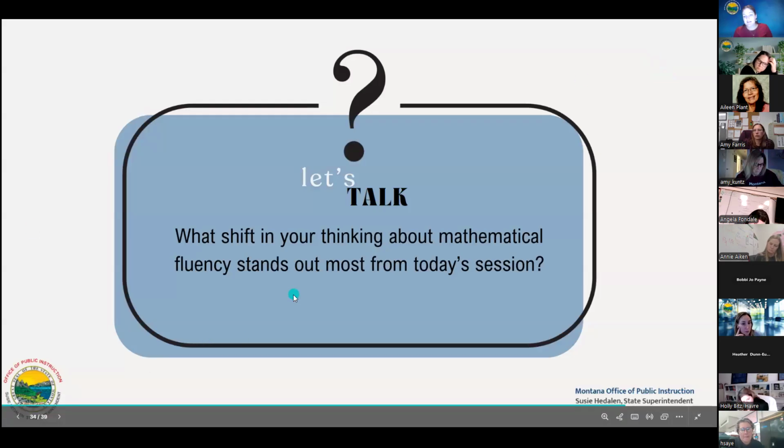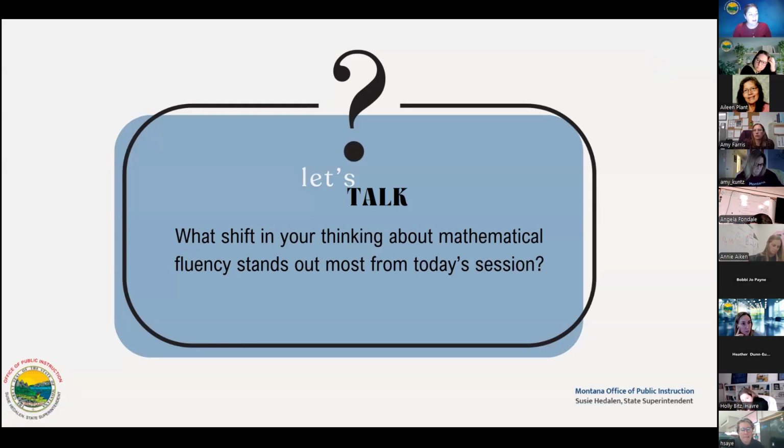I want to ask if there was any kind of shifts in thinking about fluency from today as we wrap up. Or maybe something that was really affirming of your own thoughts also. That would be good to share.